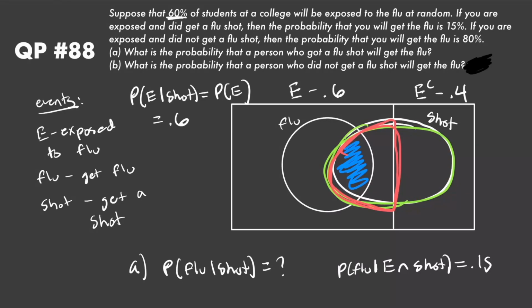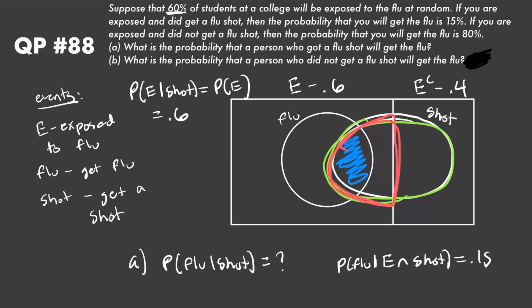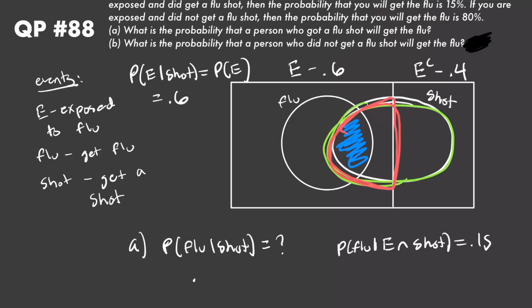Okay, so now this question becomes a lot easier to understand. What's the probability we get the flu given that we got the flu shot? So we restrict our probability space to this green circle. This is the probability we get a flu shot. And we know that 60% of the time that we're in this shot bubble, we're going to get exposed. And of that 60% of the time we're exposed, the salmon region, we're only going to get the flu 15% of the time, this blue region. So the blue part right here occupies 15% of 60% of the entirety of the green circle, which is what we were trying to find. And this is just equal to 0.09 or 9%, which is our final answer.